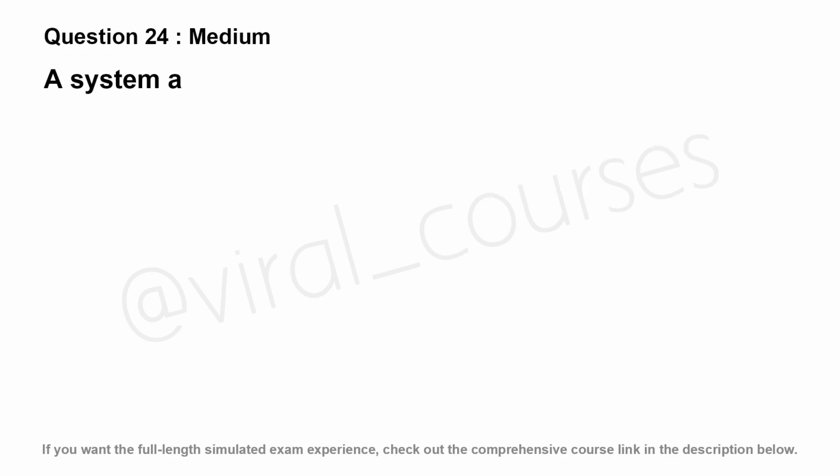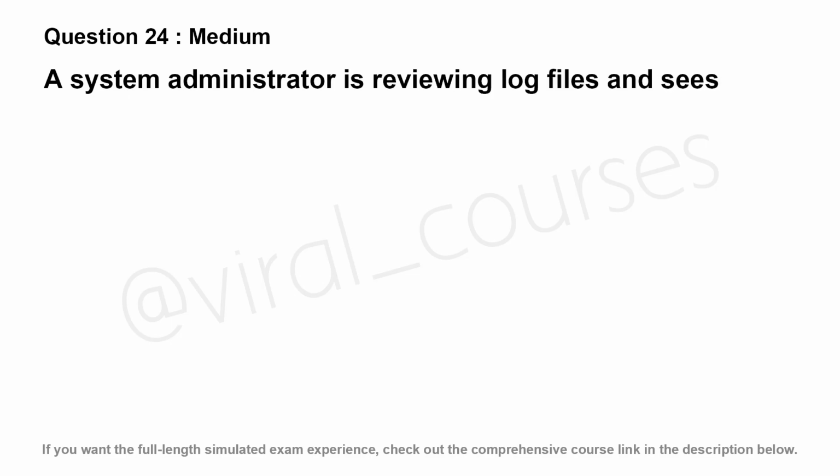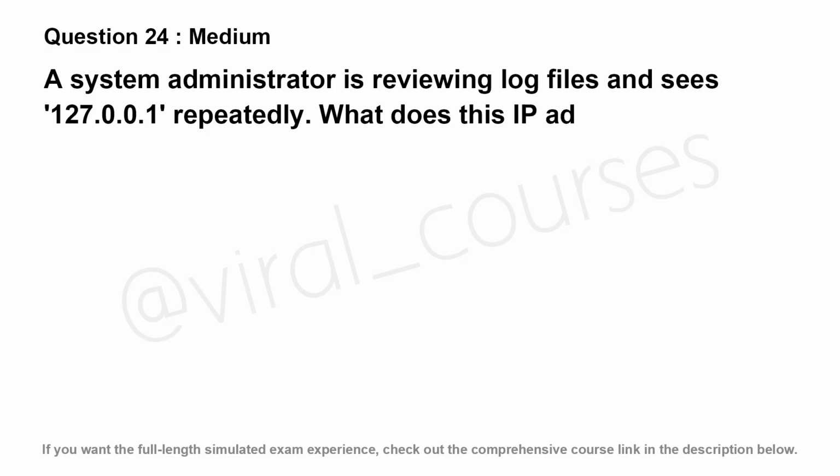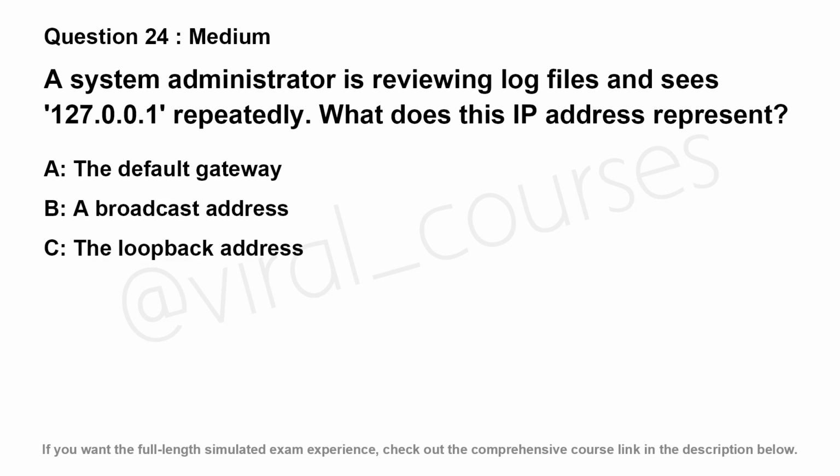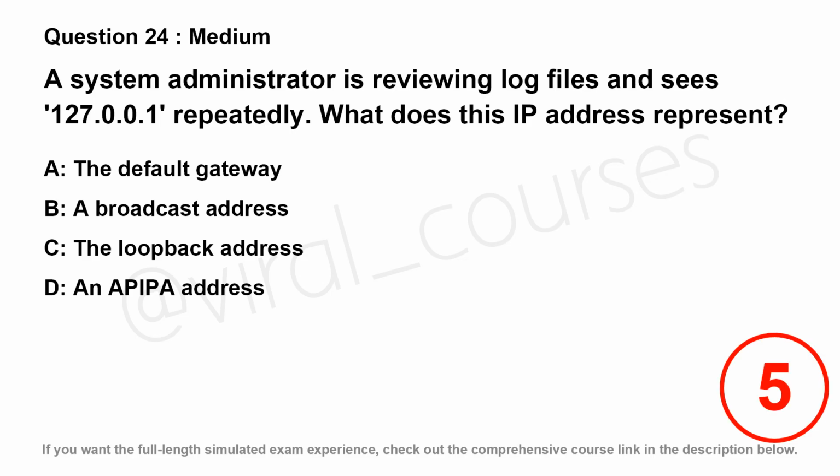A system administrator is reviewing log files and sees 127.0.0.1 repeatedly. What does this IP address represent? Option A, the default gateway. Option B, a broadcast address. Option C, the loopback address. Option D, an APIPA address.